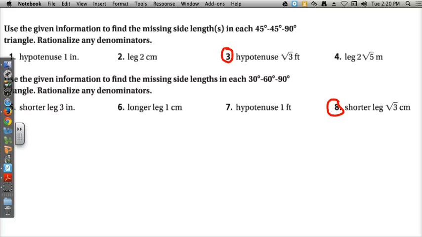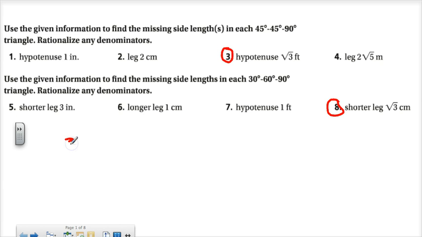These are the frequently asked questions for Algebra 2 for Section 13.2, Day 1. I'm going to start with number 3 here.